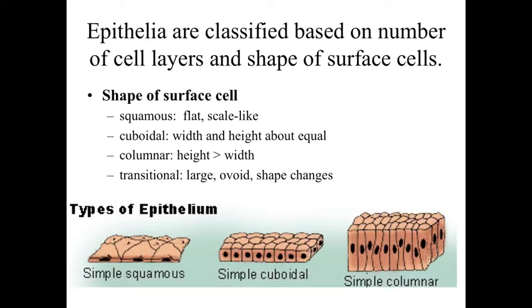So those are the most common types of cells, but we also have one additional shape that we need to keep in mind, and this is going to be a transitional epithelium. In the transitional epithelium, the surface cells are going to be large, ovoid, but the shape can change depending upon what's going on in the region. We see these transitional epithelial cells in the bladder, which is going to be subject to stretching.